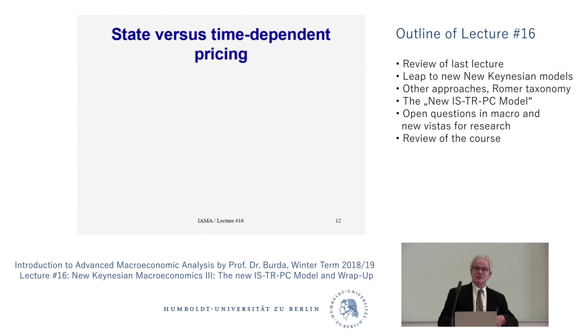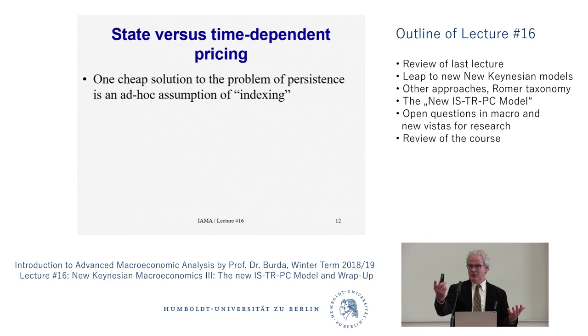Okay, so one cheap solution, I think somebody actually got it last time, was to have indexing. So we think that some firms are kind of lazy or they're too busy. So even if the Calvo ferry comes, they may not be mobilized to do so, but we'll just say that if the Calvo ferry comes, they still do the right thing. But if the Calvo ferry doesn't come, the firm just marks up its price according to what everybody else is doing.